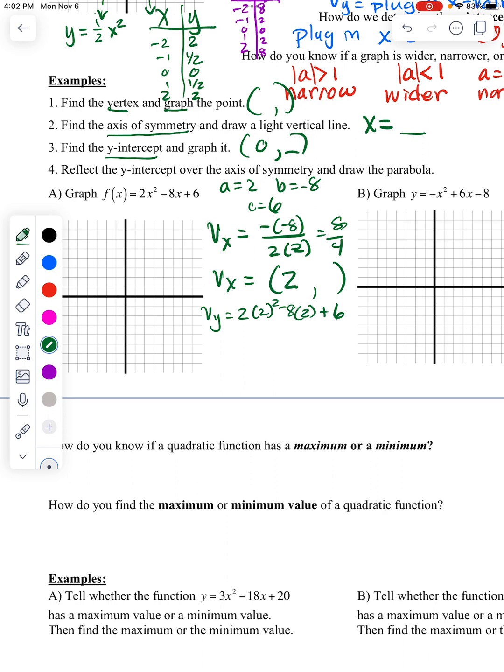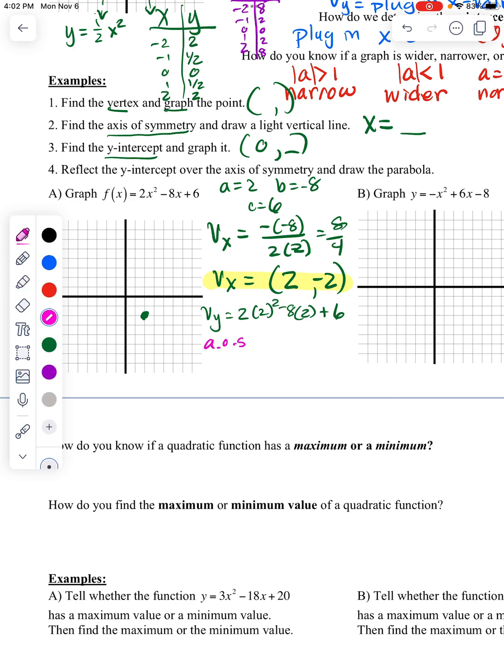So when I do that, I end up with -2. So at +2, -2, I have my vertex. That is the first thing that they want me to find. Now I need to find my axis of symmetry.